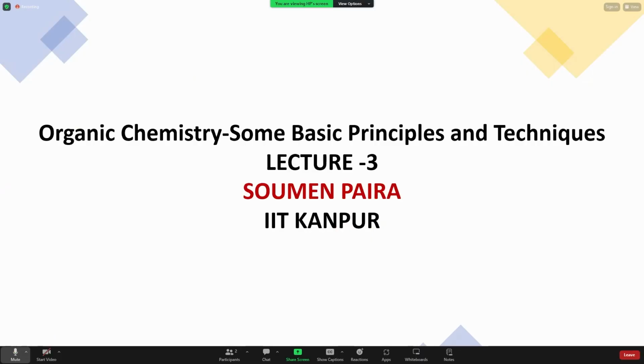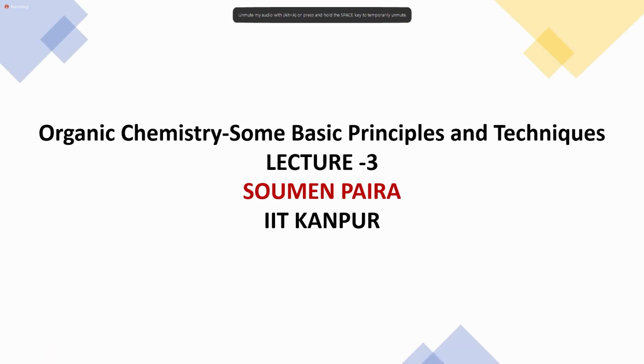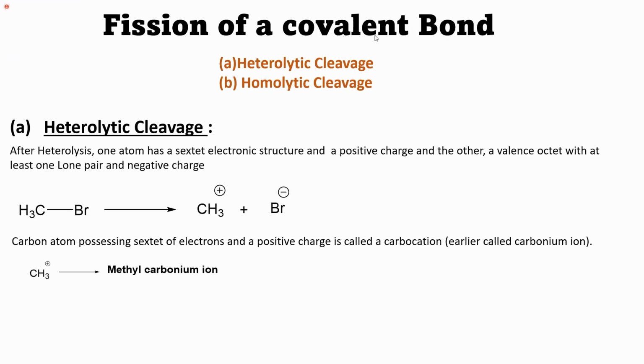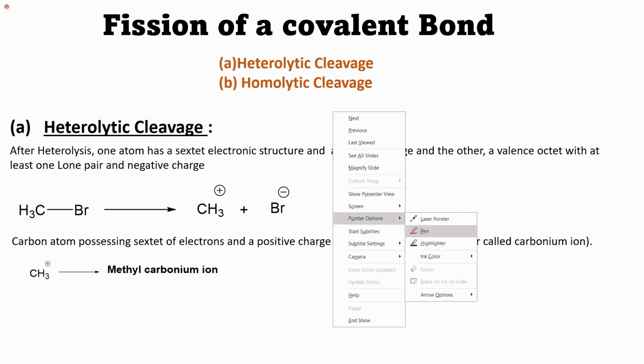So today I'm going to deliver my lecture 3 from organic chemistry, some basic principles and techniques. Whatever we discussed in the previous lecture, today we'll start from the fission of the covalent bond. What is the covalent bond, how does covalent bond formation happen, and what are the procedures and methodology.